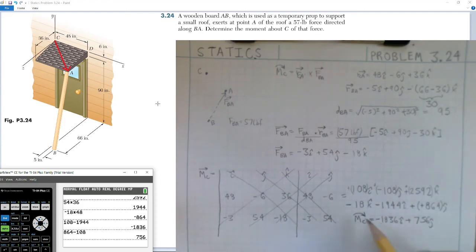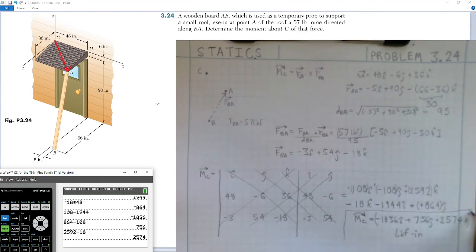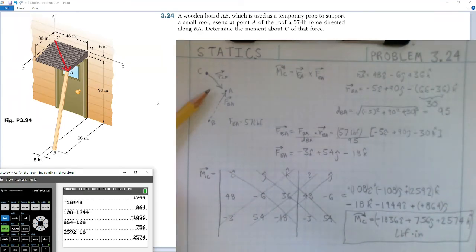And finally, in the k hat, we have negative 18 and positive 2592. So we have 2592 minus 18, which gives us a value of positive 2574 k hat. And now remember, this is moments. Our units were pounds force, inches, so we have this moment as pound force inches, or inch pounds. So here's our final answer for number 24 from chapter 3. And we'll include this vector in our free body diagram as well.